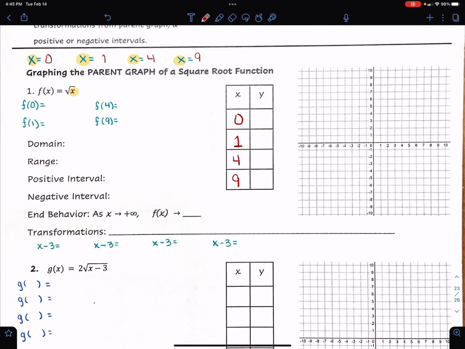Now I'm going to go ahead and plug those into the original equation, which is this. The first time I'm going to have f of 0. So I'm going to replace the x inside the radical with a 0. The square root of 0 is 0, so the output is 0. When I replace the x in the radicand with 1, the square root of 1 is 1. When I replace the radicand with 4, the square root of 4 is 2. And when I replace it with 9, the square root of 9 is 3.